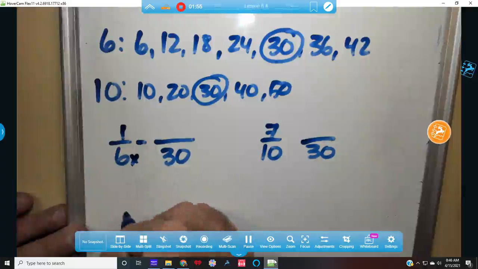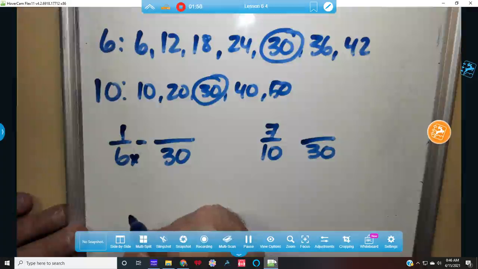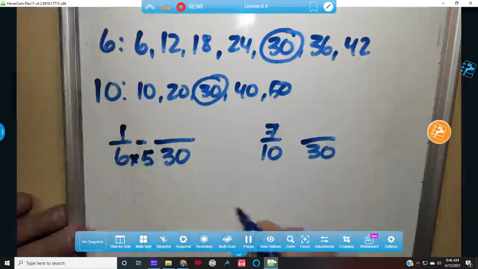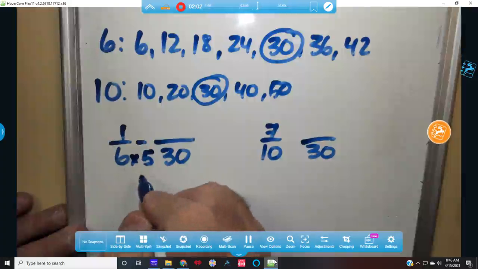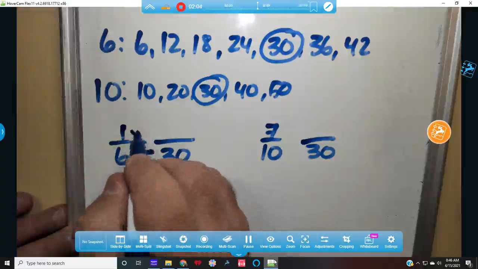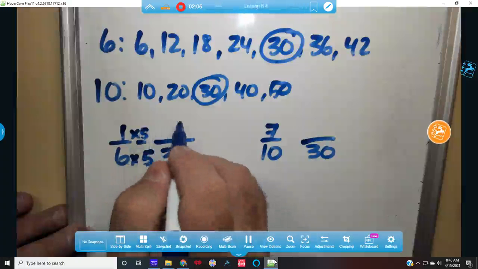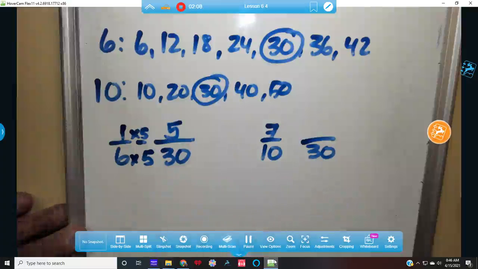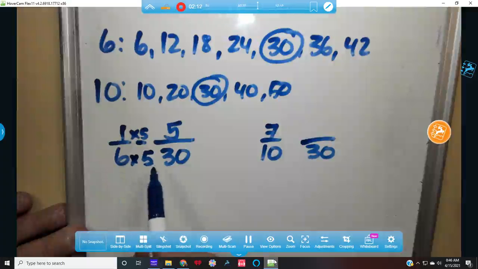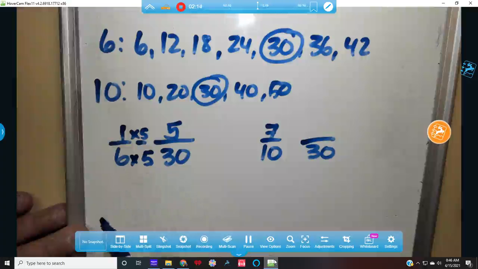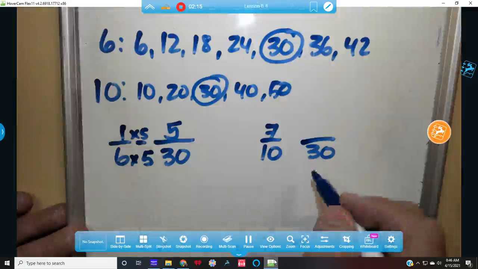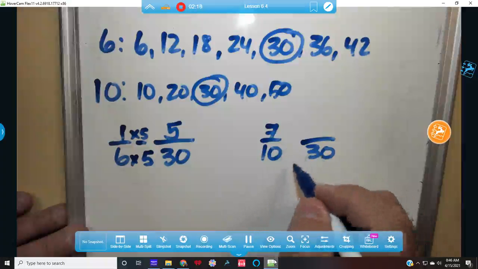What times 6 equals 30? Well, that's a pretty easy one. 6 times 5 equals 30. If I do it to the bottom, I have to do it to the top. 1 times 5 is 5. So now we've made an equivalent fraction. Okay, 1/6 is the same as saying 5/30ths. Same thing. Okay, now let's do the same thing over here.